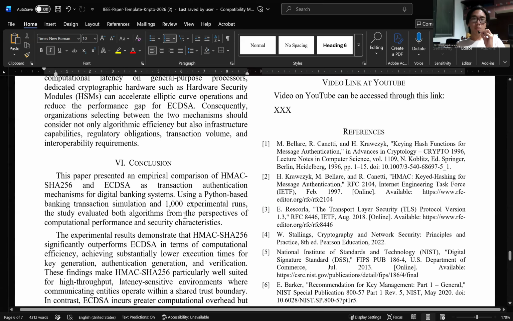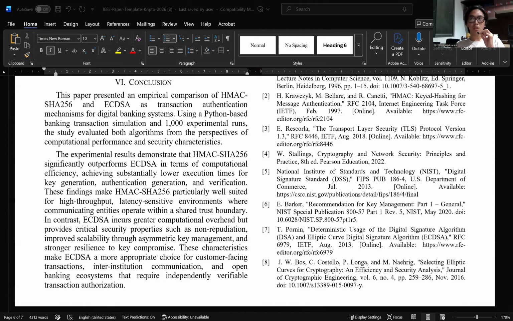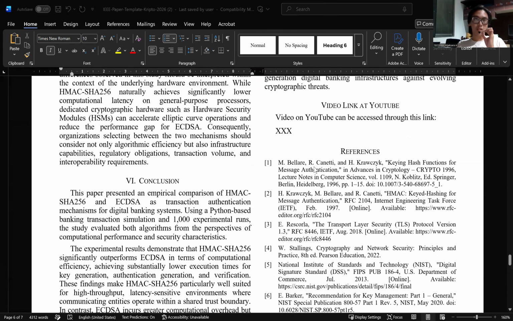So to wrap up this paper, basically, neither HMAC SHA256 nor ECDSA is universally better. Each of them has its own place, its own pros, and also its own cons. HMAC wins on speed, meanwhile ECDSA wins on accountability and also scalability. Modern banks typically combine both depending on the use case, on how they want it to be used. Okay, basically, that is the summarization of the paper that we are trying to propose.